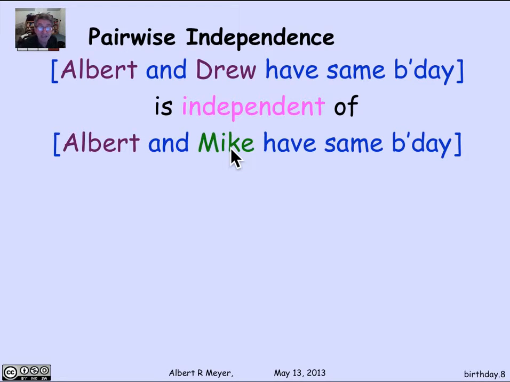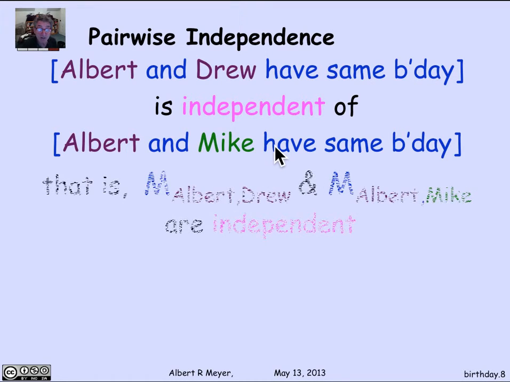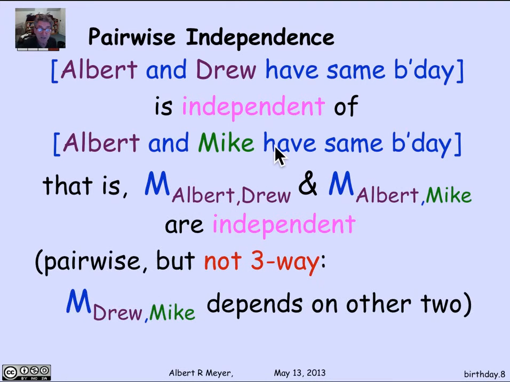This is an argument that, in fact, is made rigorous in some class problems and a problem set, but let's just take it as plausible enough based on this hand-waving argument that I articulated, that these two events are independent pairwise, and so the corresponding indicator variables M Albert Drew and M Albert Mike are independent of each other. Yep. So that's what we've argued.